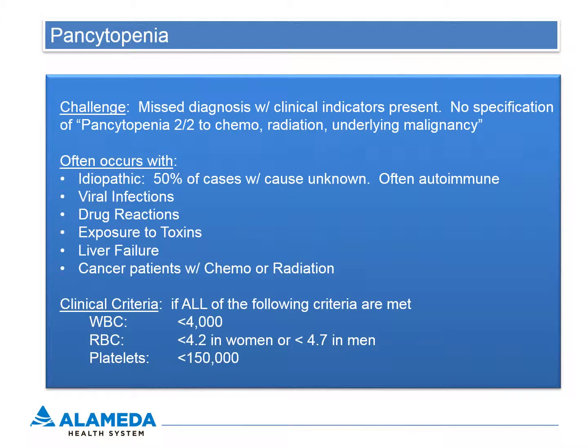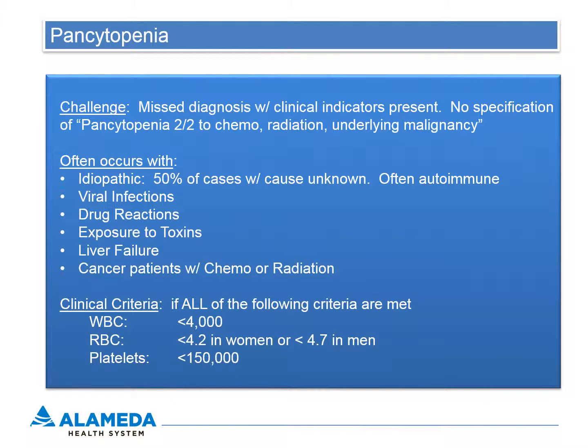Pancytopenia. Typically the clinical evidence and the clinical indicators are present, but it's very, very frequently a misdiagnosis to be documented. The other challenge that we have is there's not a specification that says pancytopenia is secondary to, because typically pancytopenia occurs in conjunction either secondary to chemo or radiation or an underlying malignancy. So you often see it, sometimes it can be idiopathic.